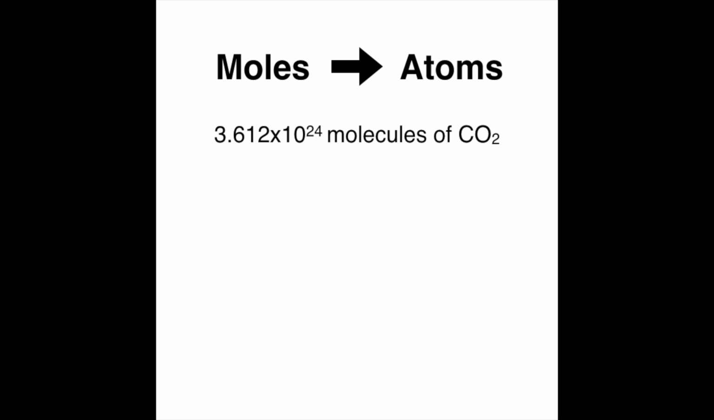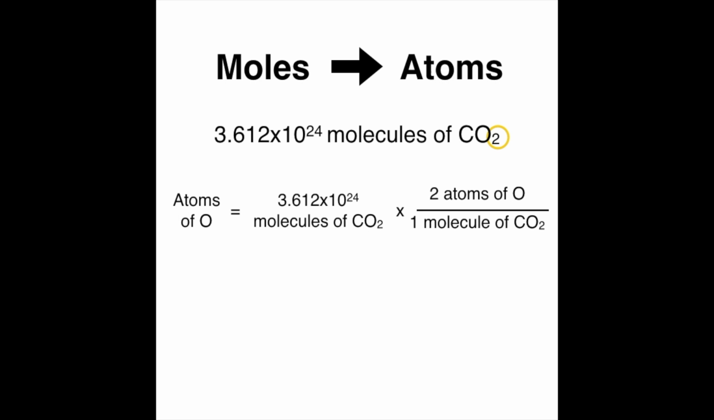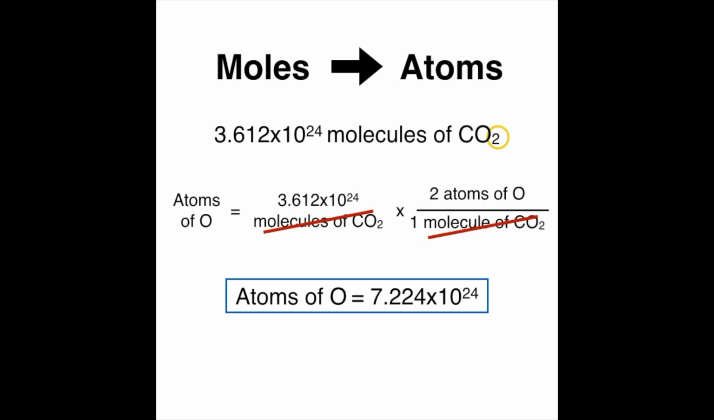Since we know that for each molecule of CO2, we will have 2 atoms of oxygen, we can write that the atoms of oxygen is equal to the number of molecules of CO2, which in this case is 3.612 times 10 to the 24, multiplied by 2. The molecule units cancel out, and we are left with 7.224 times 10 to the 24 atoms of oxygen.